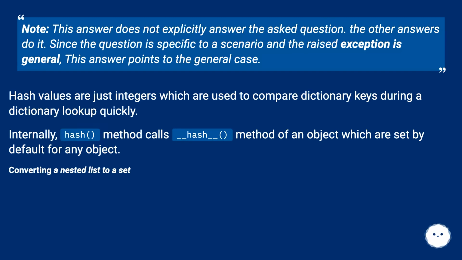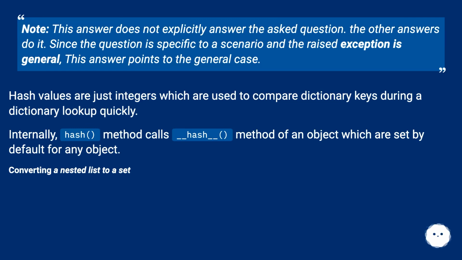Note, this answer does not explicitly answer the asked question. The other answers do it. Since the question is specific to a scenario and the raised exception is general, this answer points to the general case. Hash values are just integers which are used to compare dictionary keys quickly during a dictionary lookup. Internally, the hash() method calls the __hash__() method of an object, which is set by default for any object.